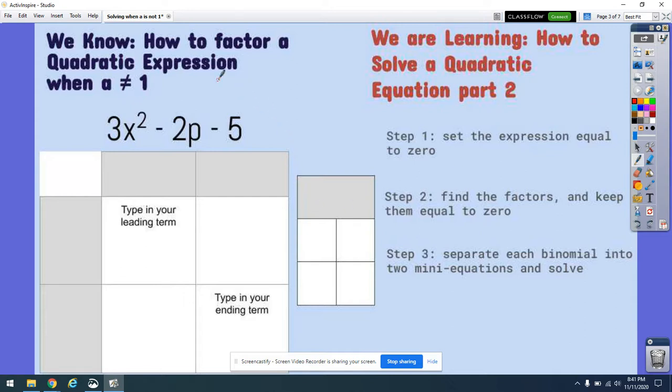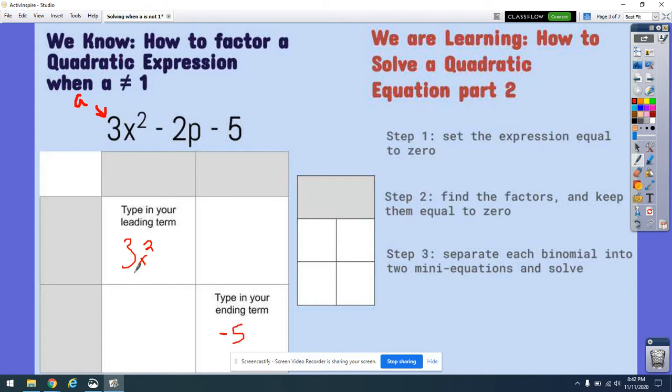So the first thing we want to do is review how to factor these complicated equations when, again, that a number, so this a in particular, is not equal to 1. So we want to focus on this term. Okay, so the first thing we want to do is go back through our steps that we did before. So type in your leading term and your ending term. So my leading term here, 3x squared, and then my ending term for this particular one, negative 5.